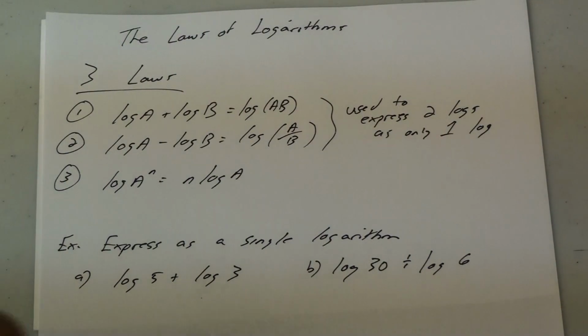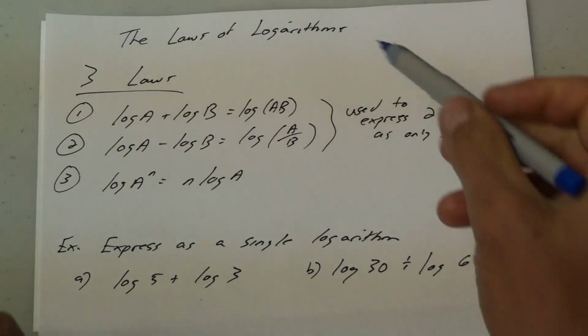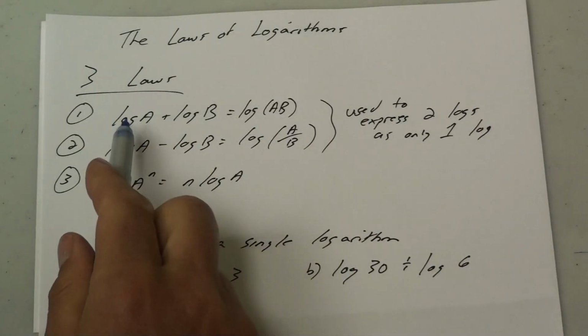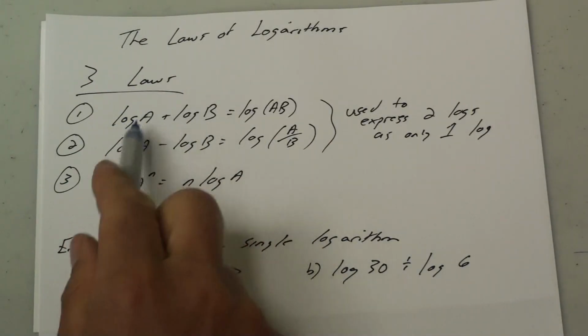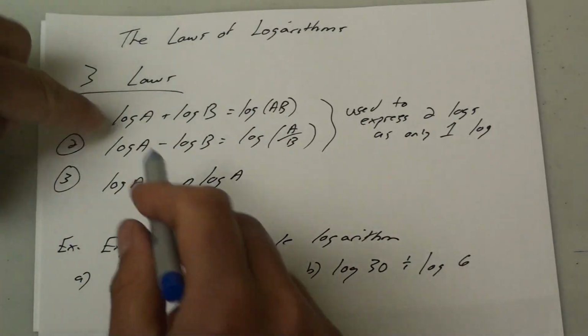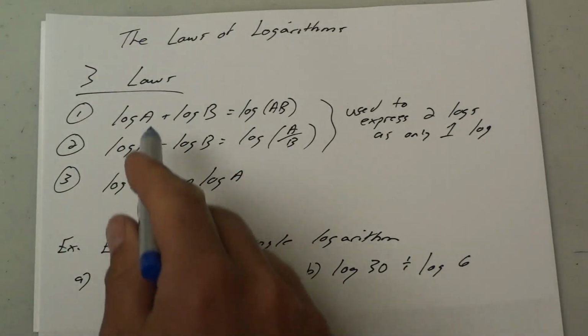This is a short lesson on the laws of logarithms. There are three main laws we're going to deal with. The first one, you take two logarithms and you're adding them together. Now they must have the same base. Here we're dealing with base 10, so they're all in base 10s.